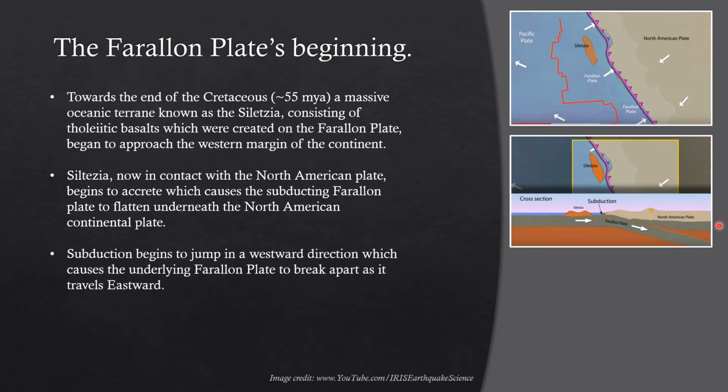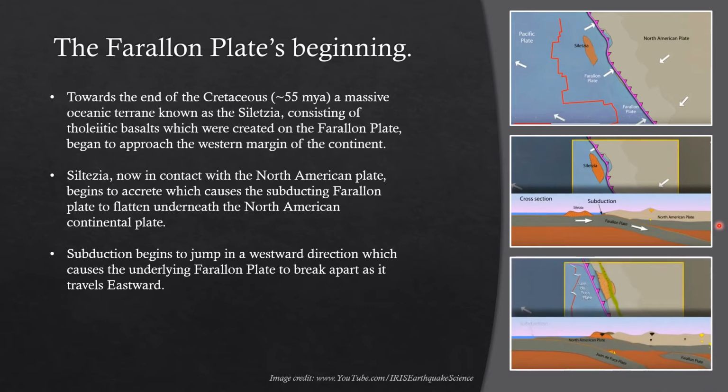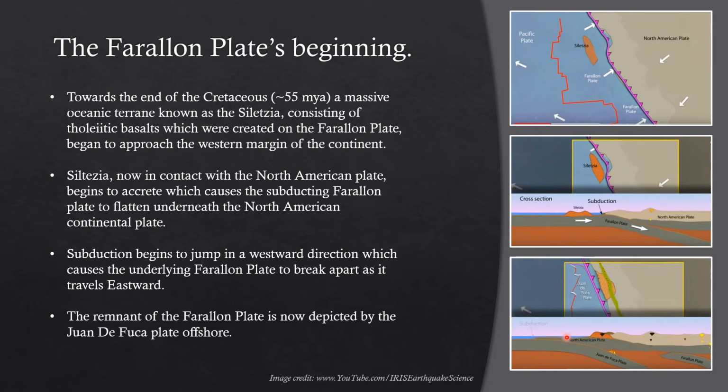Subduction begins to jump in a westward direction, which causes the underlying Farallon plate to break apart as it travels eastward. Now the Siletzia accretion has completely subducted under the North American plate, and as it's accreted on the continental margin, the Farallon plate has actually broken apart, which has left the remnant offshore slab known as the Juan de Fuca plate that we know of today.